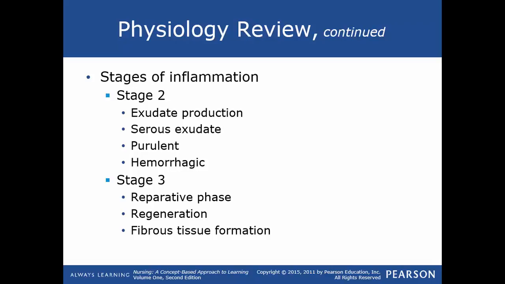All right, now on to stage 2 of the inflammatory process. During stage 2, exudate is produced. Major types of exudate are serous. This typically accompanies mild inflammation and is clear or straw-colored with a thin, watery consistency. Your purulent exudate is opaque or milky. It is commonly referred to as pus. It normally indicates an infection and contains a large quantity of cells and necrotic debris.